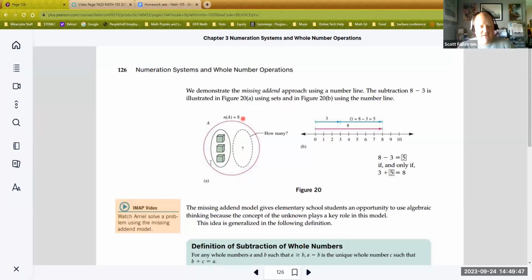8 total, 3 right here. How many more? We could see it on the number line because I know 8 is where I need to end up. I started with 3. How much more do I need? And we could count them out as we're learning subtraction.